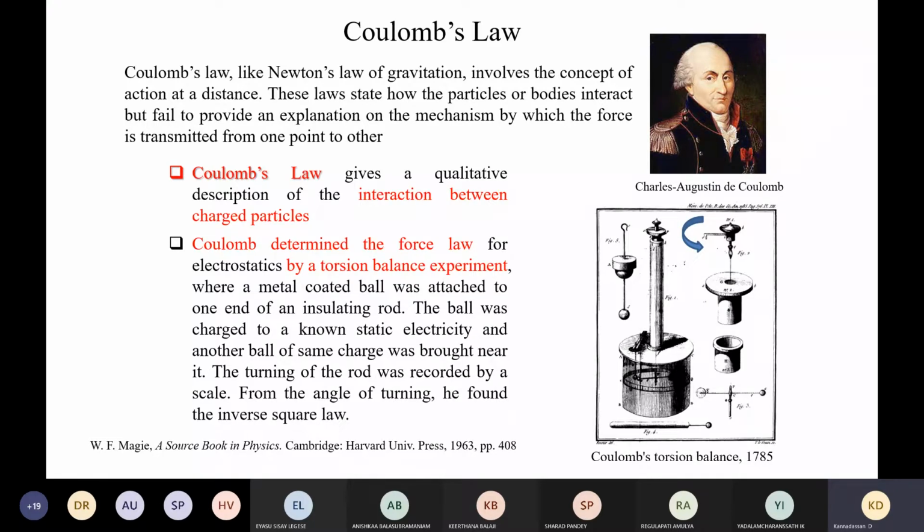Further, he separately used the torsion balance, often referred to as Coulomb's torsion balance, which is still used in multiple cases to study electromagnetic fields around us. Even the idea of the voltmeter and ammeter was developed based on this concept. What he studied is actually very simple.